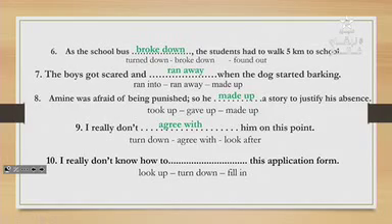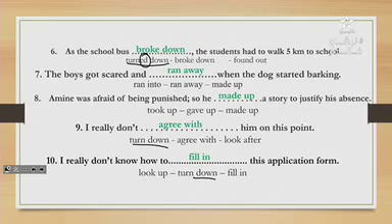And concerning the last sentence, we have here, I really don't know how to fill in this application form. We have the choices between look up, turn down, and fill in. I explained turn down in the previous example, which means to refuse something. And be careful because here it's conjugated, and here it's not, which means you have to expect that phrasal verbs are sometimes conjugated and sometimes in the infinitive form.